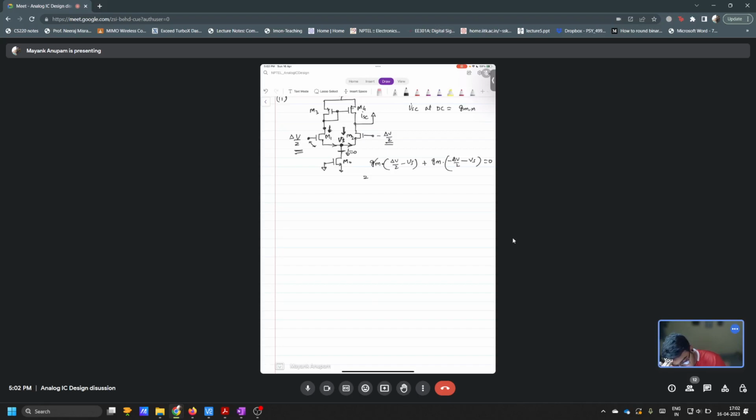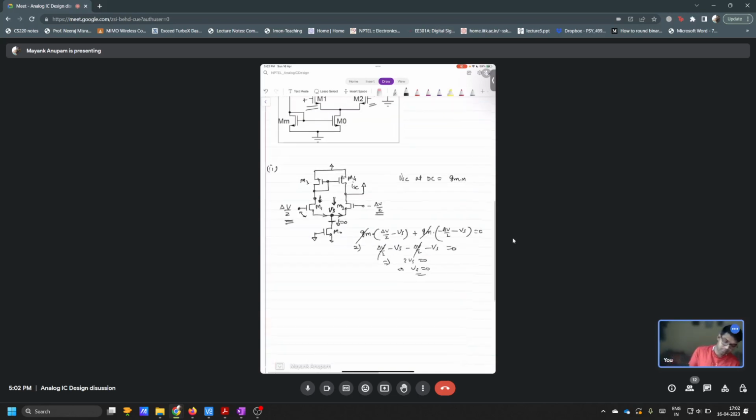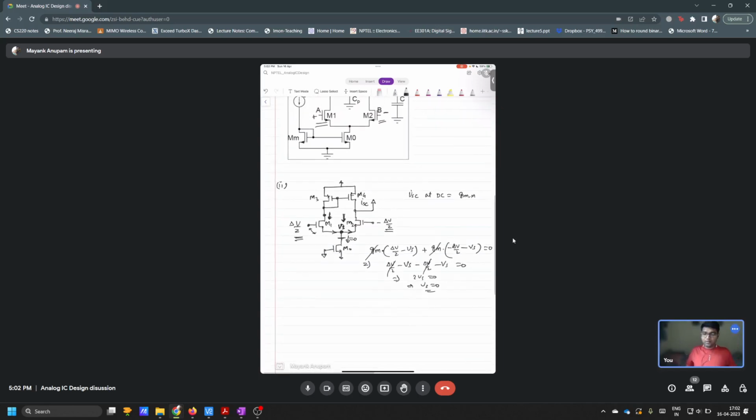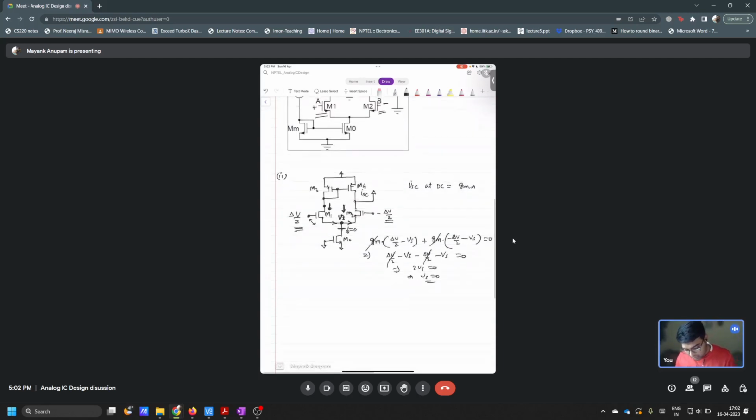Yes, sir. So GM and GM cancel, and delta V by 2 minus VS minus delta V by 2 minus VS should be equal to 0. This and this cancel. This looks like 2 VS has to be equal to 0, which means VS has to be 0, right? So if all the output resistances are infinity, or if you ignore CLM, then you can comfortably say that this node will be incrementally grounded in the differential case, okay?